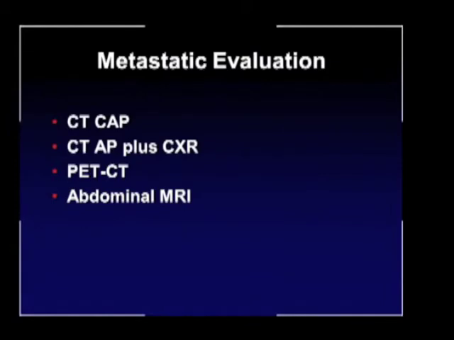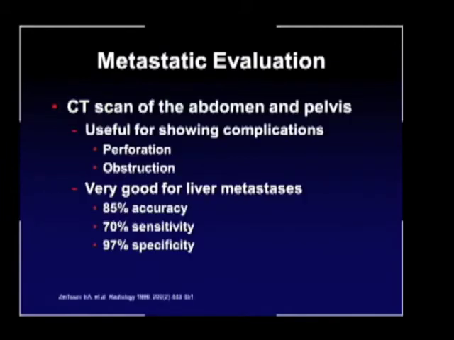The metastatic evaluation, as you can see, there are many tools you can use to evaluate for metastases. CT is really the mainstay and has always been. A CT scan of the abdomen and pelvis using IV and oral contrast is very useful for showing complications from tumor. So it shows us perforation and obstruction. And it's very good for liver metastases. It's the most frequently used tool for that.